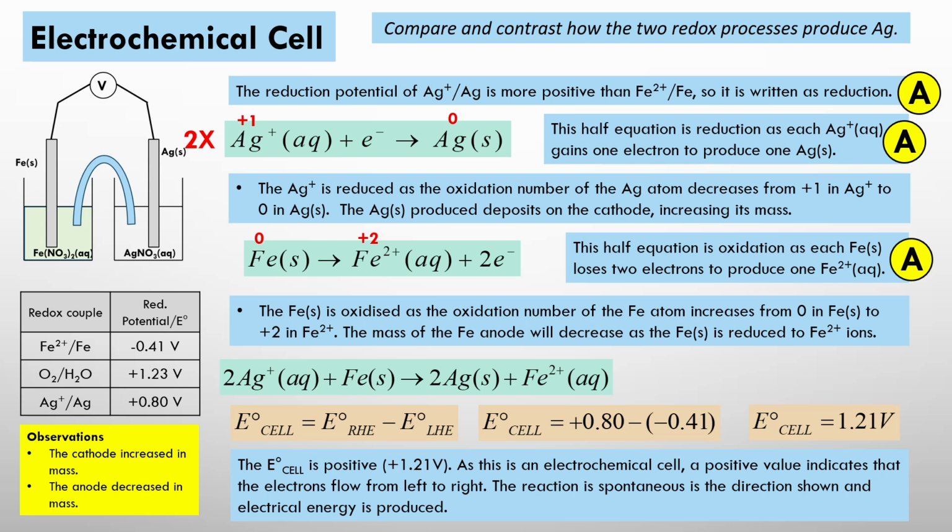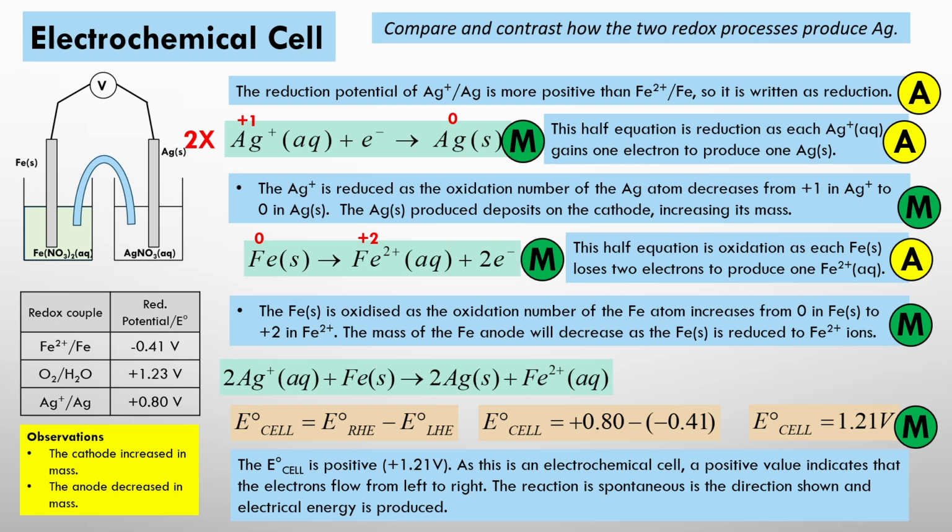Now, to get a Merit grade, you need to do those three things, but also you need to balance your half equations, and you need to explain the observations. Balance the half equations correctly like they are. Explain the half equations. So you're linking what has happened in the half equation to the observations that you're given. And then finally, to get the Merit, you need to get the correct voltage.